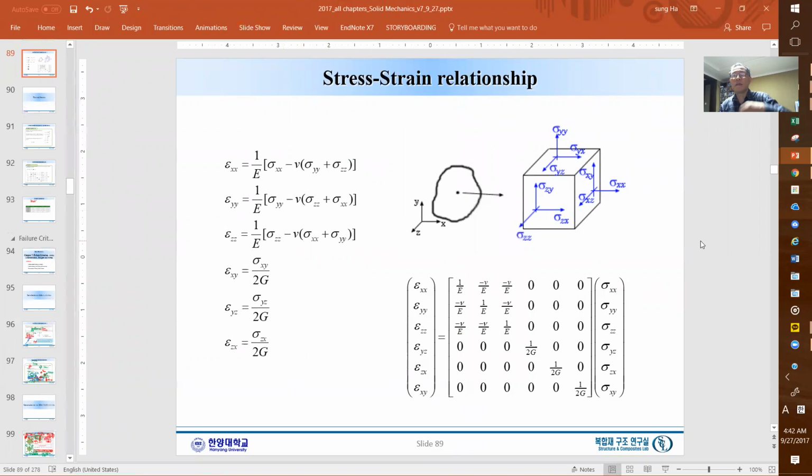Last week we went through stress-strain relations, which relate strain and stress at a point, where we define strain components and stress components. Very importantly, the 1D version of this relation is simply strain equals 1 over E times sigma. The 2D version has 3 components: sigma xx, sigma yy, and sigma xy.